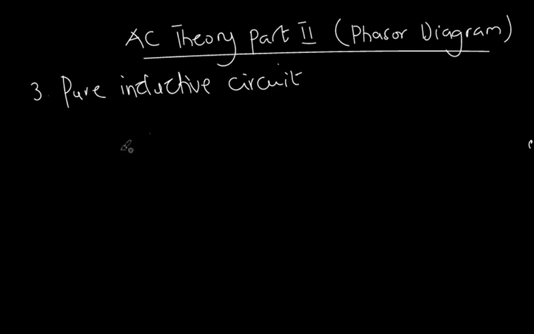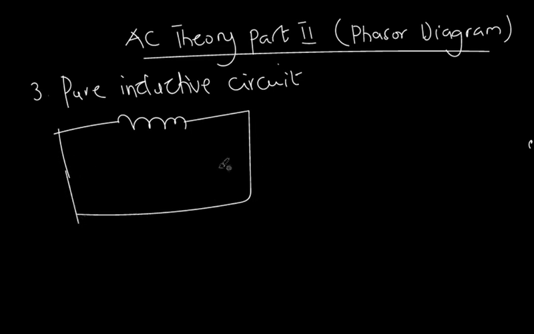Like the other ones, we have the inductor over here, then we have our current flowing here, then we have our AC source over here, and then we have a voltage across the inductor. Now in a pure inductive circuit, the applied potential difference leads the current by 90 degrees.